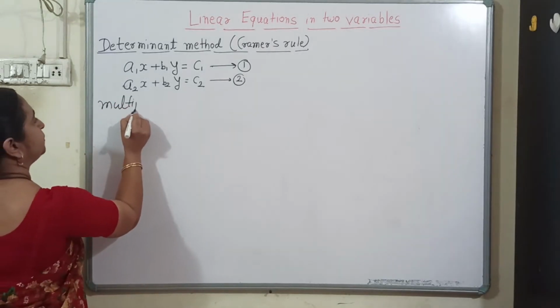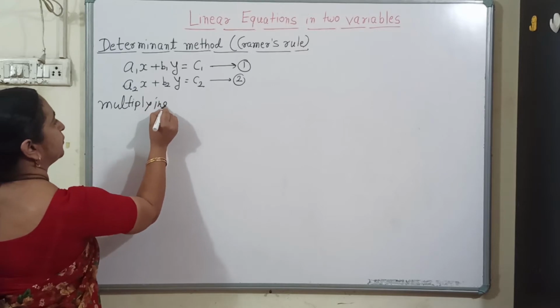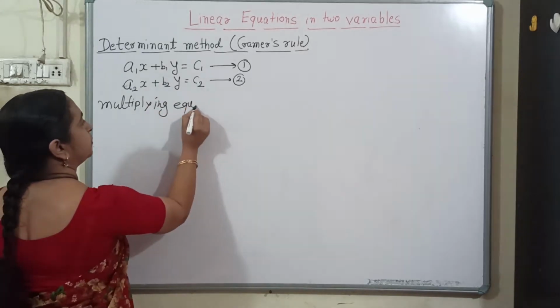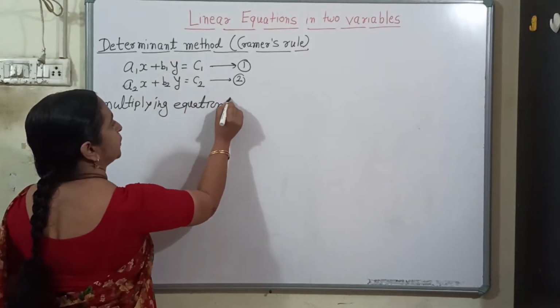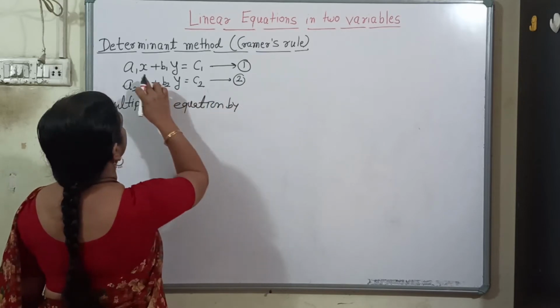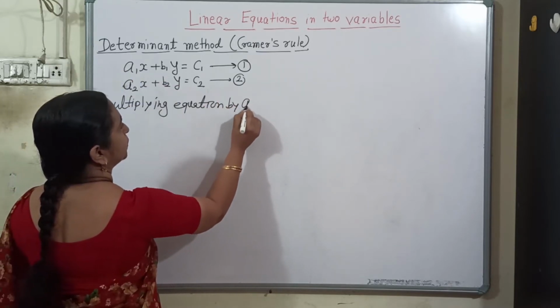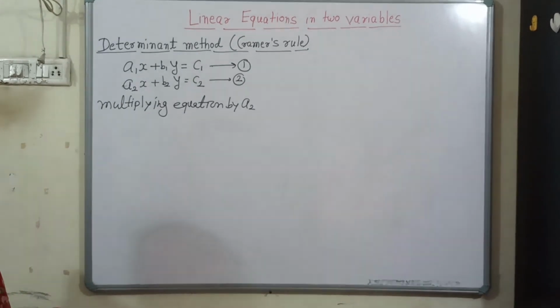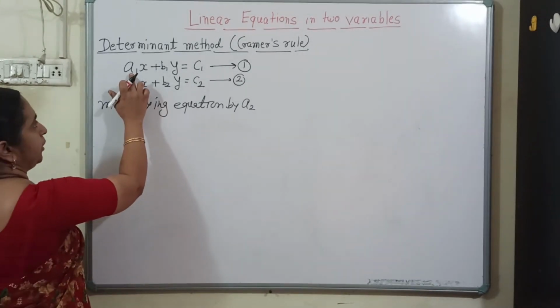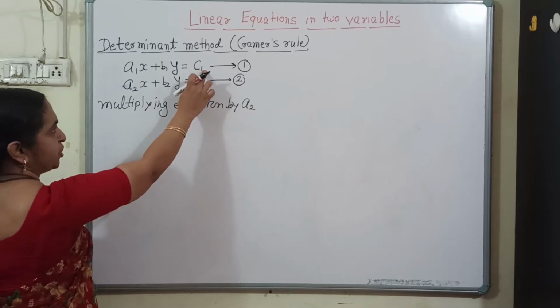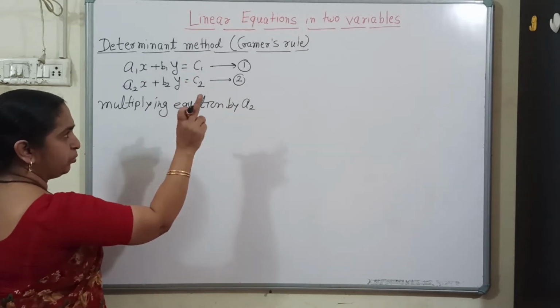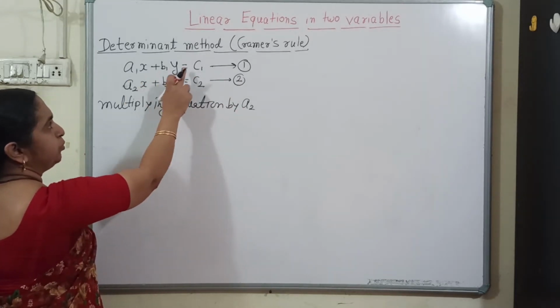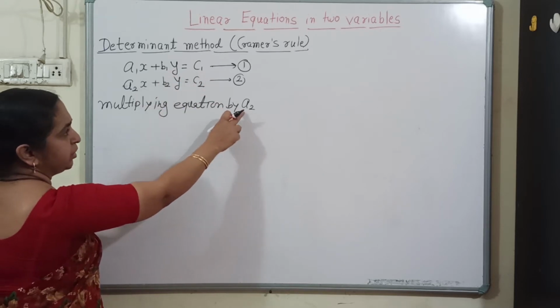Multiplying equation 1 by a2, we multiply our equation number 1 by a2. We have to multiply equation 1 by a2 means we have to multiply each and every term of this equation by a2.